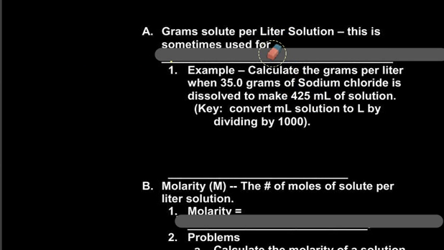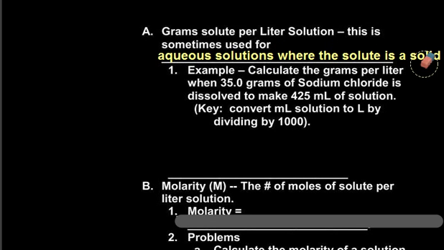So we're going to start with grams per liter solution. This is often used for aqueous solutions, where the solute is a solid. We're going to calculate the grams per liter when 35.0 grams of sodium chloride is dissolved to make 425 milliliters of solution. The key here is to convert milliliters to liters by dividing by 1,000. And it works like this.